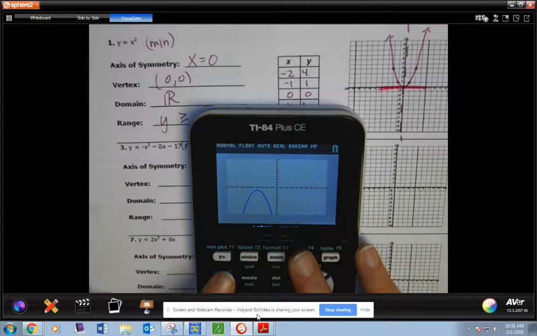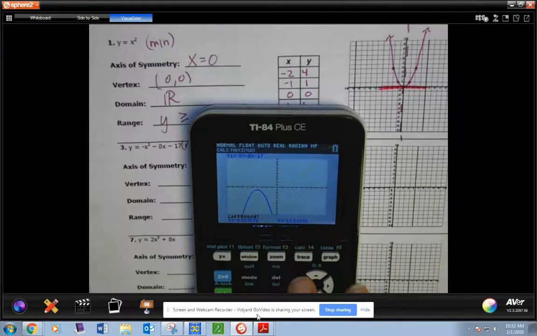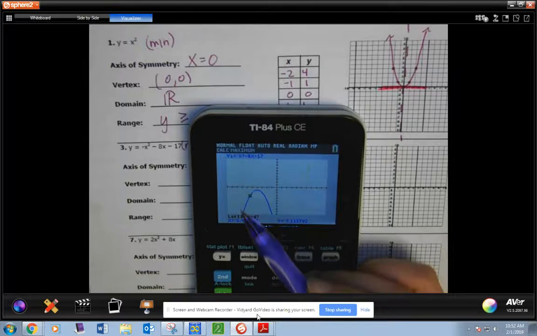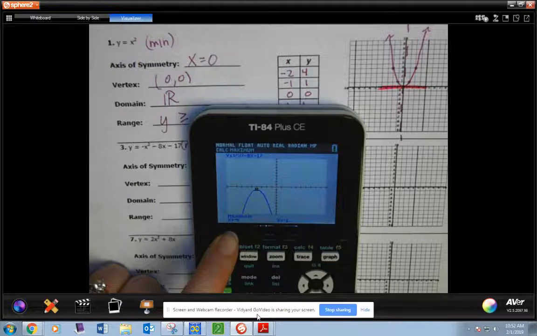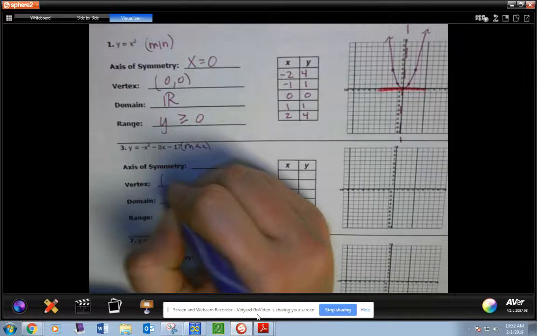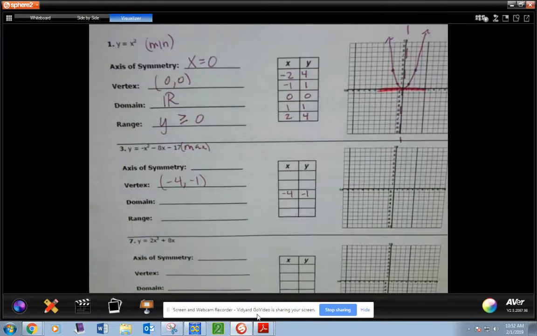So the first thing I'm going to do is press second trace. I want number 4 this time. When it says left bound, you see how you don't even see the cursor? So you have to move it until you can see the cursor and have it blink somewhere on the left side of the curve and hit enter. Move back and have it blink somewhere on the right side of the curve and hit enter. And then for guess you just hit enter, and it tells you your maximum is (-4, -1). So my vertex is (-4, -1), and I'm going to go ahead and write that right in the middle.